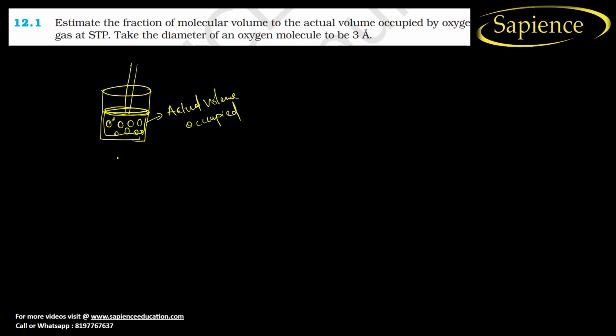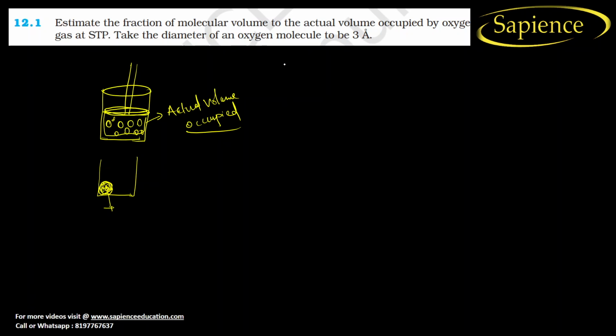And when you see the actual volume of the gas molecules, it will be approximately this much only. So we want the ratio of the actual volume of the gas molecules to the actual volume occupied. This is the occupancy of the gas. So we need to find the ratio of that. Okay, so let us start.